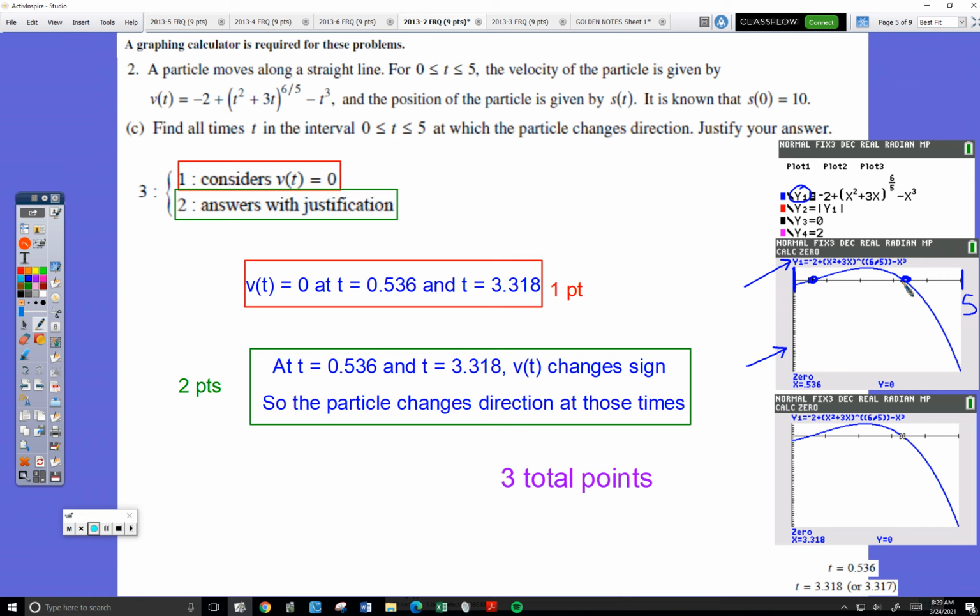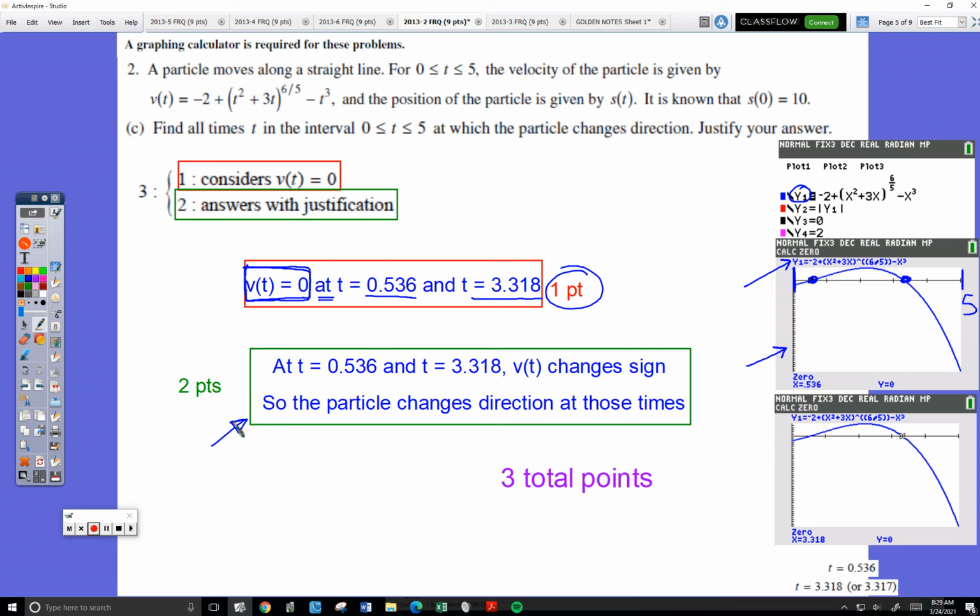But again, remember, you've got to have this statement. You're looking for when the velocity is 0. This keeps showing up in problem after problem. Get used to writing it. V of t is 0 at this time and this time. 1 point. Supposed to justify our answer. This is the easiest 2 points on the test.